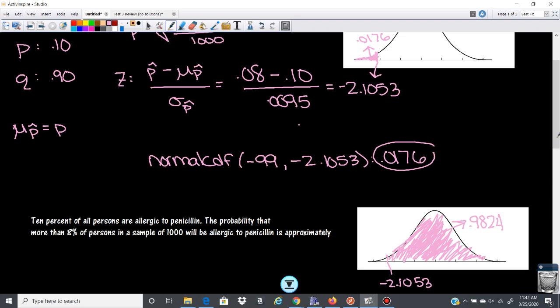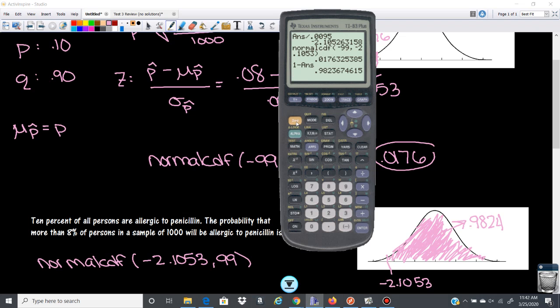Okay, but that actual calculator command is going to be normal CDF, and then we have our lower limit negative 2.1053, and then positive 99. So 0.9824, same thing here. Okay, so you could do that problem either way.